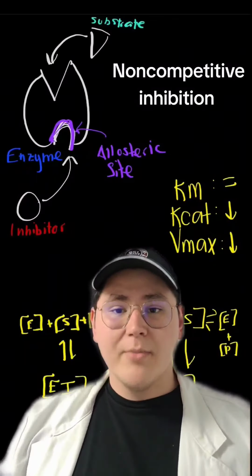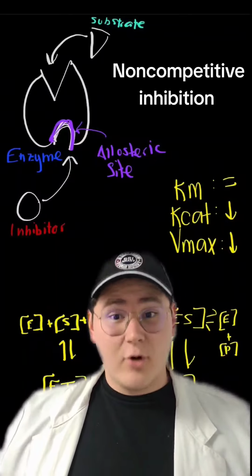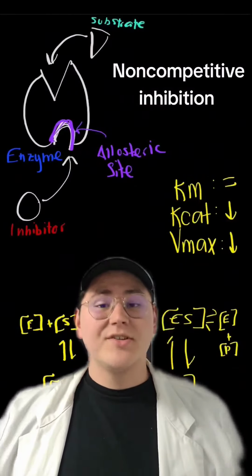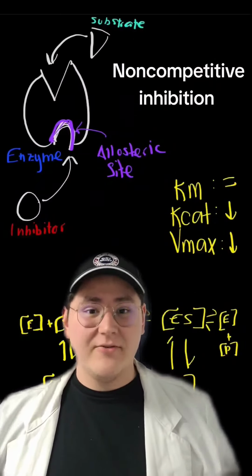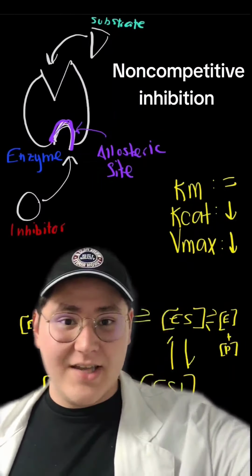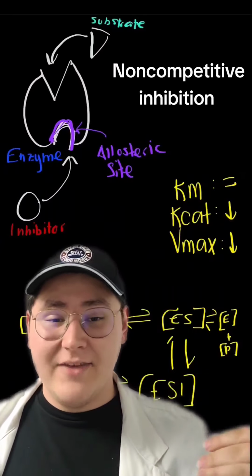Now, remember that our allosteric site means that if our inhibitor binds, it doesn't influence whether or not our substrate is going to be able to bind. Our catalytic site is still open for the substrate and actually has the same affinity for that same substrate. This means that our Km actually stays the same. However, our Kcat and Vmax decrease.